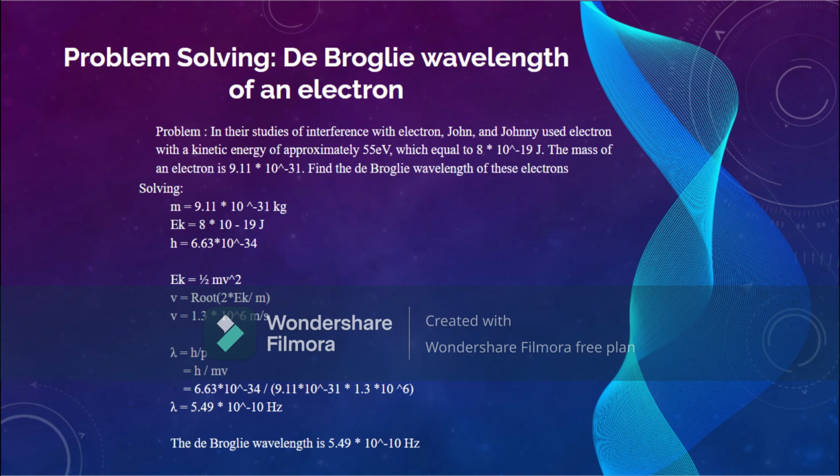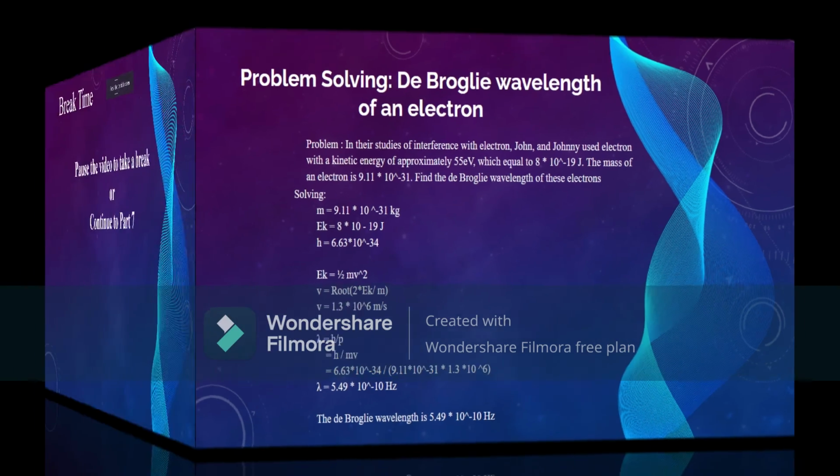The wavelength is equal to Planck constant divided by momentum, which can be written as Planck constant divided by mass times velocity. 6.63 times 10 to the power of negative 34 divided by 9.11 times 10 to the negative 31 times 1.3 times 10 to the power of 6, after you substitute the numbers in. The wavelength is equal to 5.49 times 10 to the power of negative 10 meters. So the de Broglie wavelength is 5.49 times 10 to the power of negative 10 meters.